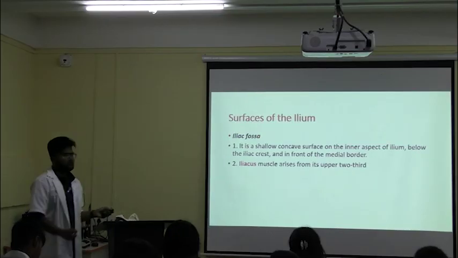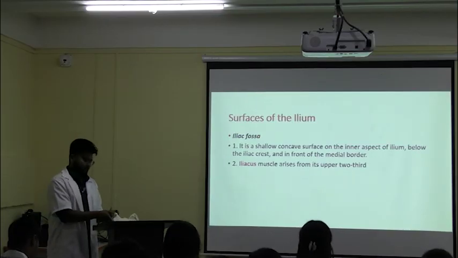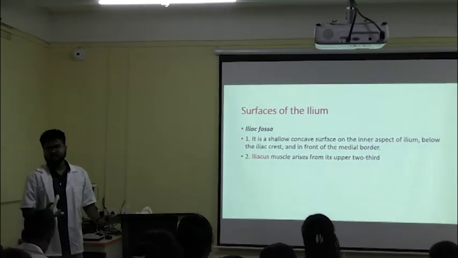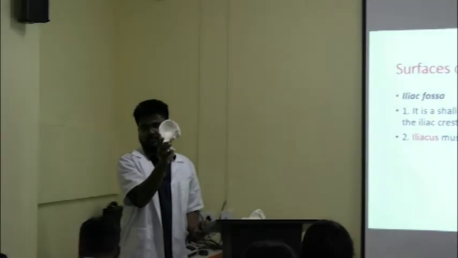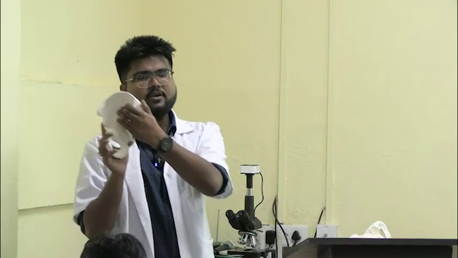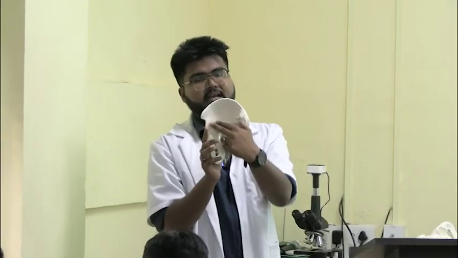Next is surfaces. There are three surfaces present: one is the outer gluteal surface, another is the iliac surface, another is the sacropelvic surface. So first, the iliac surface. It is also called the iliac fossa. Here one important muscle is attached. It is called the iliacus muscle.